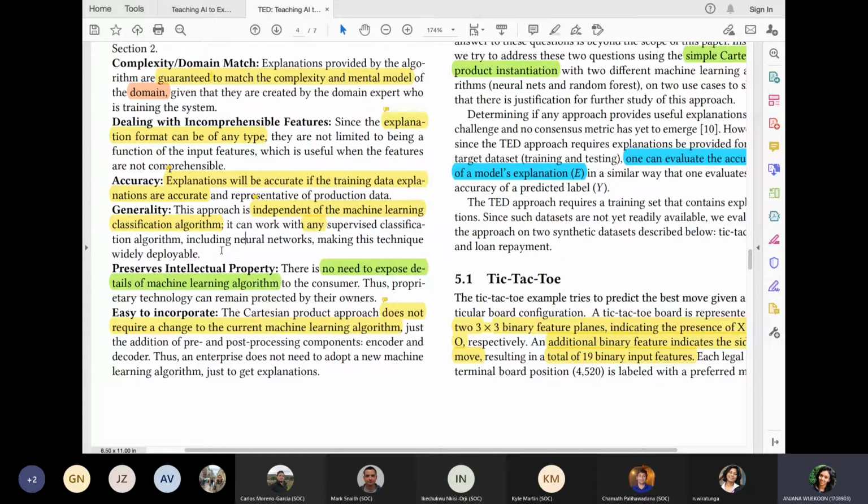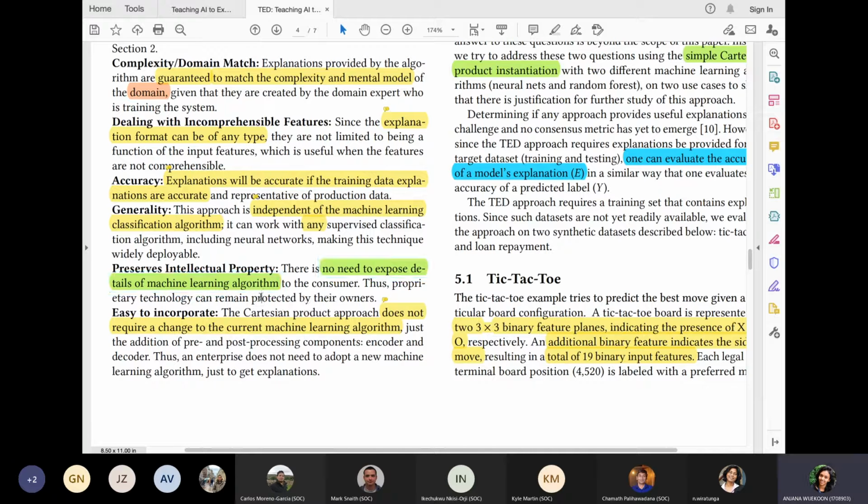Generality. It says the approach is independent of the machine learning classification algorithm, that it can work for any supervised classification algorithm. Again, I think it's true when it's very simple explanation types, when you can put them through a Cartesian product, make it a label, and make it a reusable set of explanations that are pre-existing. But there can be instances where any supervised learning algorithm is not the preferred method.